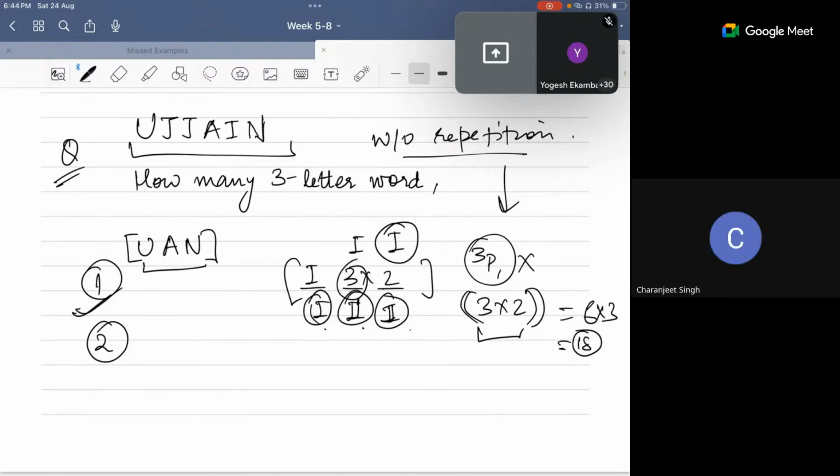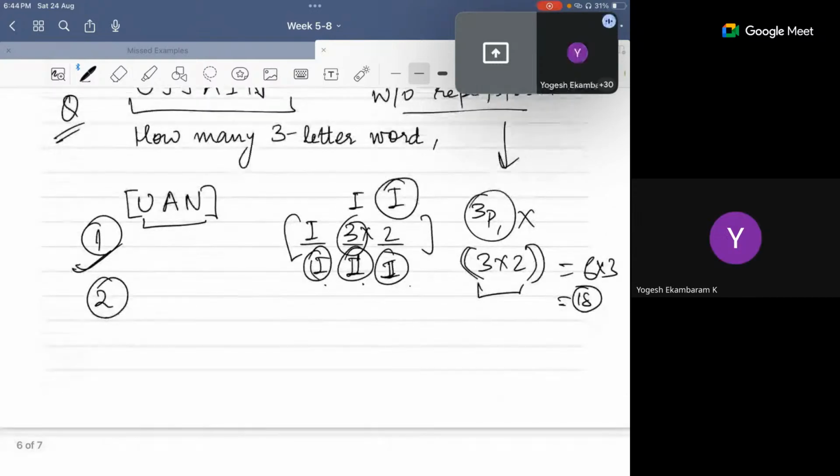So is it like 4P2? 24 ways. How did you get this? We have four options left when we remove I, and then there are two places where they can be adjusted.